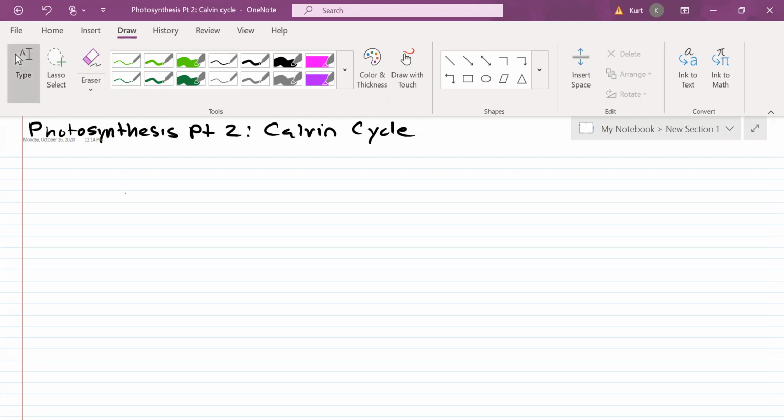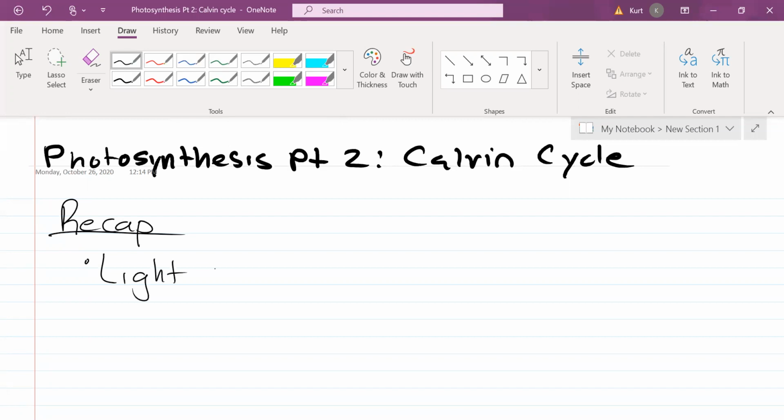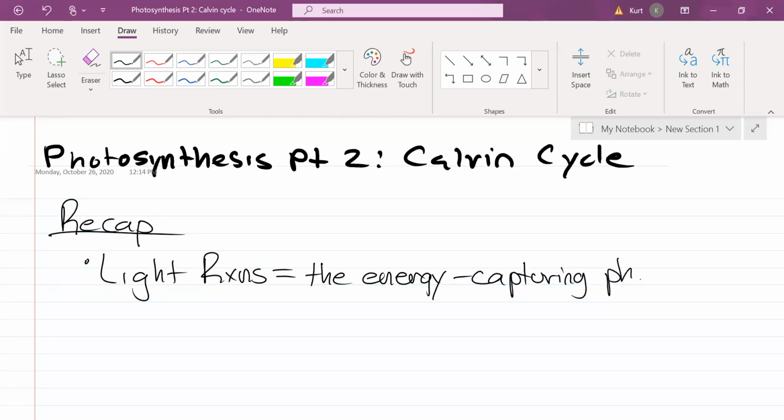So speaking of photosynthesis, let's do a recap of what we did the last two classes real quick. We talked about part 1 of photosynthesis, which are the light-dependent reactions. I'm going to just call them the light reactions. It's really the same thing as light-dependent. In fact, it is the same thing except for the name. Light reactions are the energy capturing phase of photosynthesis.